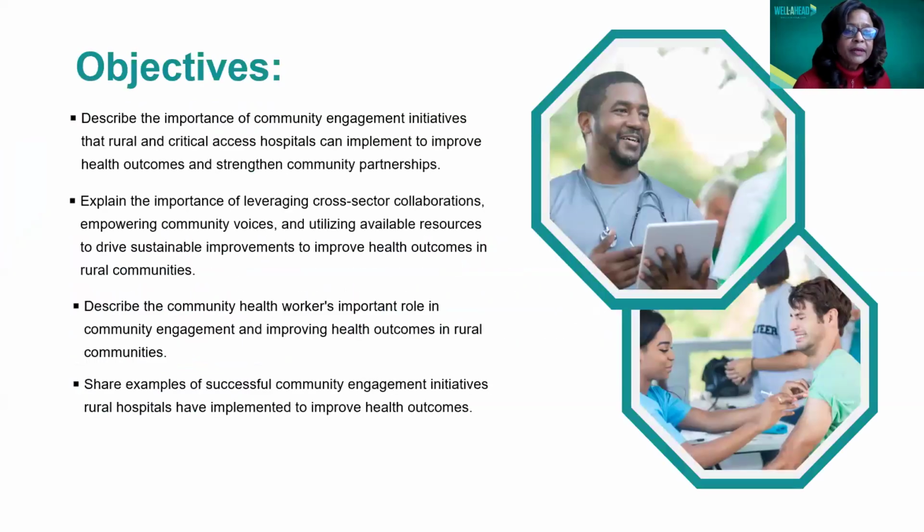Our objectives for this webinar are to describe the importance of community engagement initiatives that rural and critical access hospitals can implement to improve health outcomes and strengthen community partnerships. Explain the importance of leveraging cross-sector collaborations, empowering community voices, and utilizing available resources to drive sustainable improvements in health outcomes in rural communities. And we're saying cross-sector collaborations. We want to involve not only our healthcare community members, but also non-clinical, non-healthcare community members. It's going to take all of us to really improve health outcomes in our rural communities.